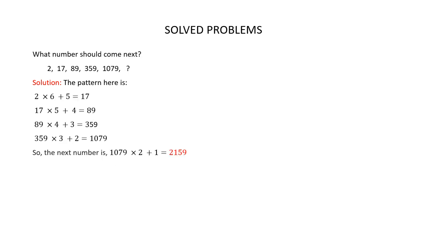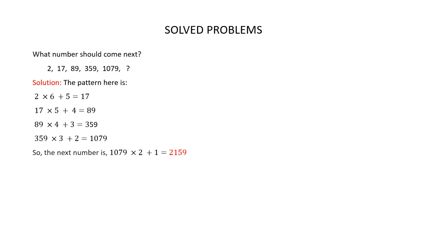What number should come next in this number series? 2, 17, 89, 359, 1079 and question mark. You have to find out what number comes after 1079. When you observe these numbers, you'll notice that there's a drastic increase in the numbers. 2 has gone up till 1079. So obviously this is a multiplication series.